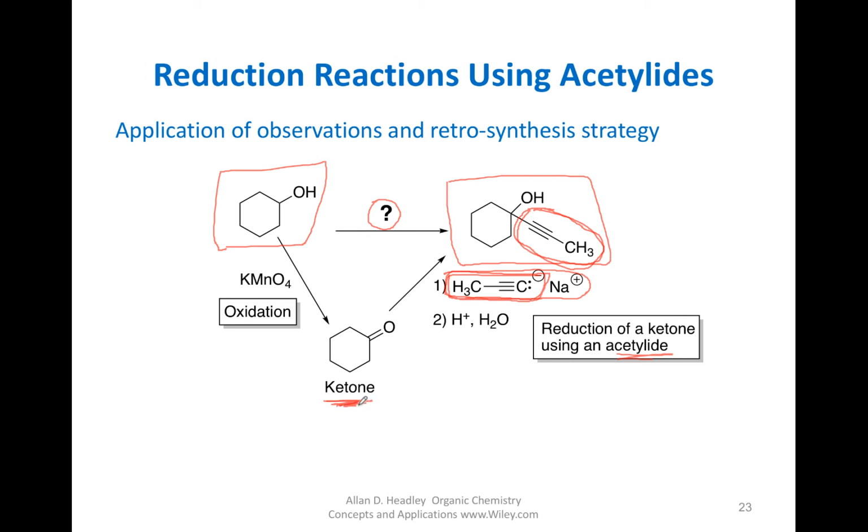We need a ketone, but our starting material is not a ketone, and we know that we can go from an alcohol to a ketone by a specific type reaction known as oxidation. And again, I chose here potassium permanganate as my reducing agent, but you could choose any strong reducing agent to go from reactant to this intermediate here.